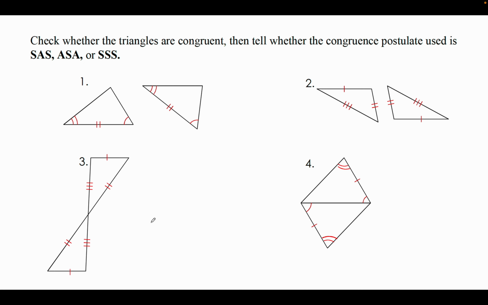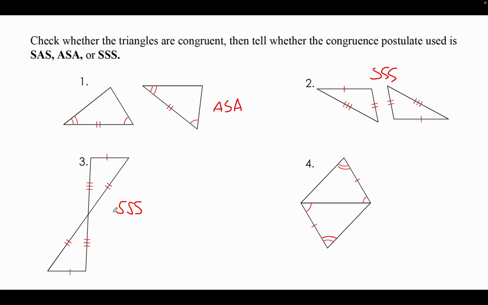Check whether the triangles are congruent. Then, tell whether the congruence postulate used is SAS, ASA, or SSS. Number one. Anyone can answer. ASA postulate, sir. Okay? Then, I think we need not discuss this further. Number two. SSS postulate, sir. Okay. My students today are fast learners. Number three. SSS postulate. Okay, SSS postulate still.